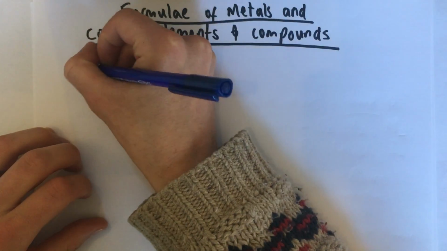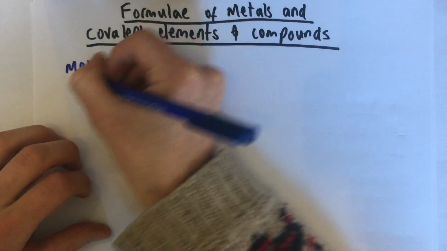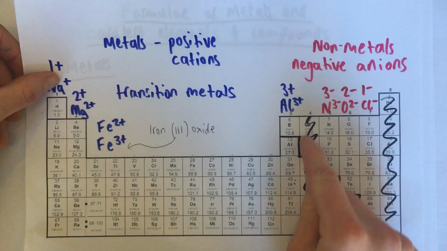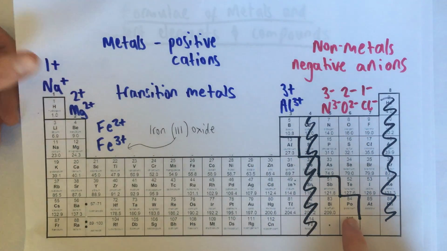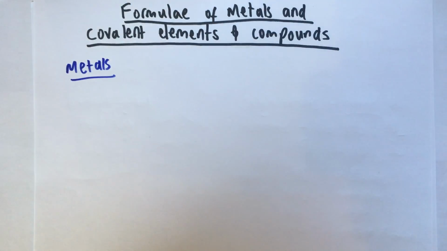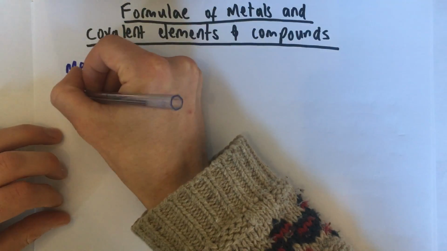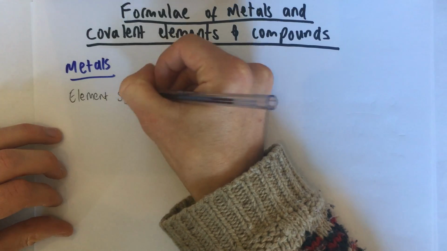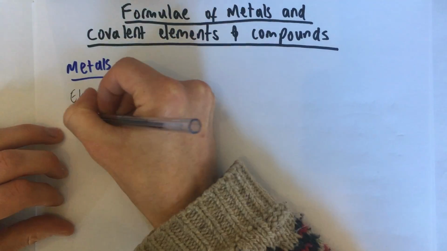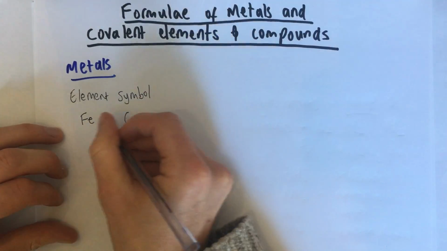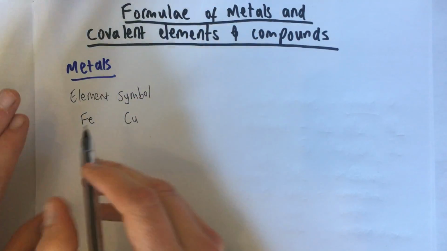So first of all, the easy one is metals. Remember, metals is everything that's on the left-hand side of that staircase divide on the periodic table, except hydrogen if it's shown on the left. For metals that have a giant metallic structure, you just show their element symbol. And that's how you show the formula. So for example, iron is just Fe, and copper is just Cu. You don't put numbers after it, that would be wrong. It's just the element symbol.